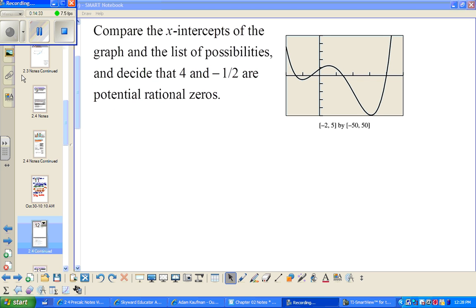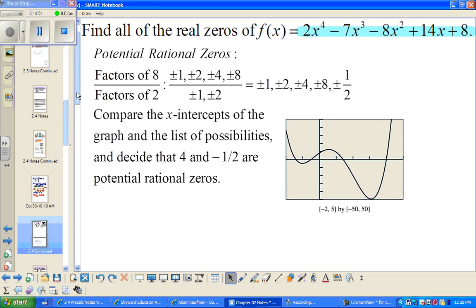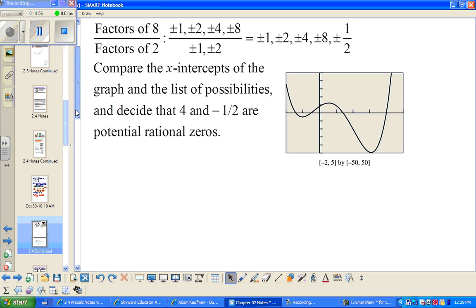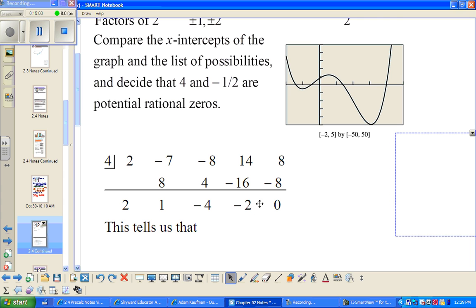Right now, try using the zero, 4, in synthetic division with this polynomial function. So you're going to put 4 in the upper left box, which means you're trying to factor out an x minus 4. Do that using synthetic division. Once you're done, you should see that it actually is a zero.